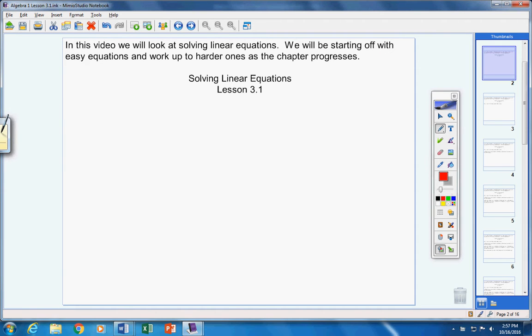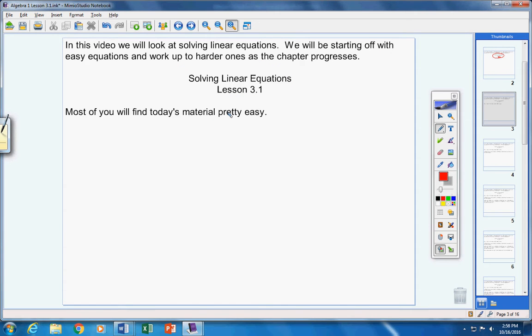Okay, here we go. Now, your heading for today, and please copy this in your notes. Grab your pens or pencils and copy this down. Solving linear equations. Please write that in your notes. Lesson 3.1. Copy that in your notes, and then be sure and put today's date so that your notes are organized. Okay? Please copy all of that down. All right, let's move on.